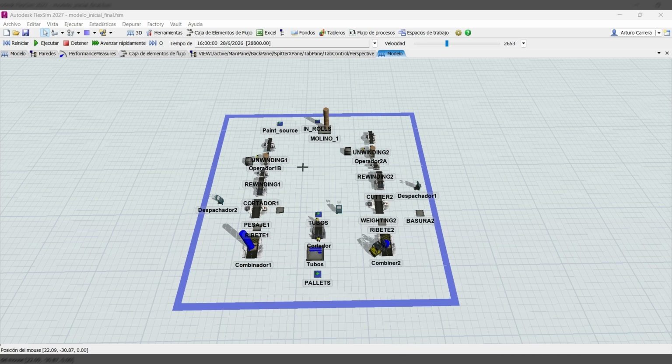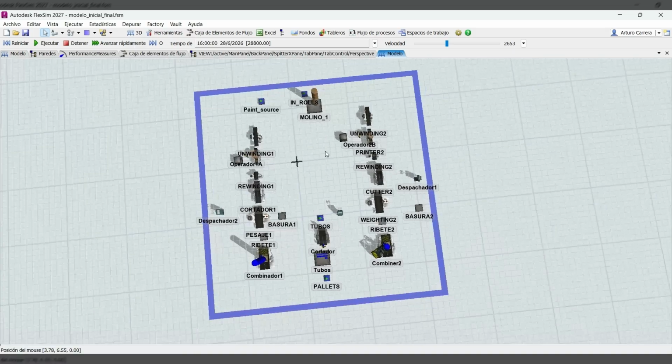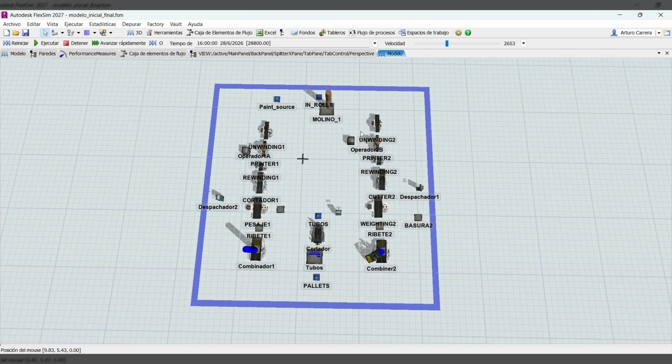Hello everyone, this simulation represents the current paper roll conversion process. The objective is to analyze the current workflow, resource utilization, and production performance before implementing improvements. The first stage is the unwinding process.